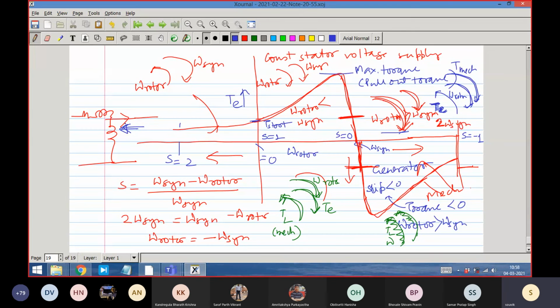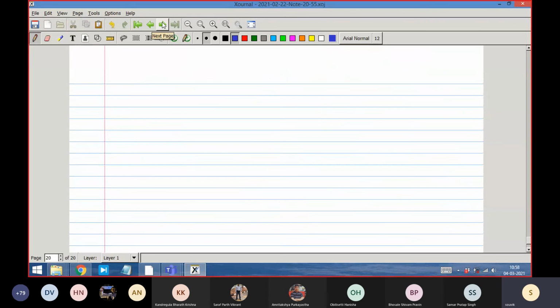Okay. With this, just one minute. You just derive these expressions. This you can derive now. That is called, when the maximum torque occurs, this condition happens: R2 dash by S max. This is the slip at which maximum torque occurs.